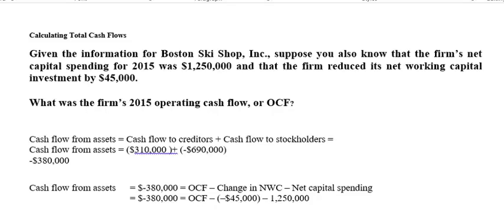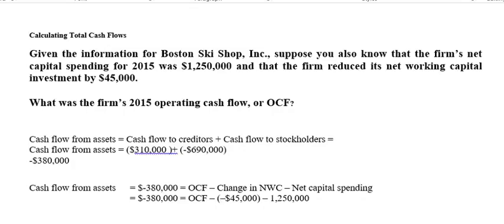Now, the third part of this problem is looking at the total cash flows. So given the information for the Boston Ski Shop, suppose you know that the firm's net capital spending for 2015, the net spending, was $1.25 million. And then the firm reduced its net working capital budget by $45,000. What was the firm's operating cash flow? So we're going to do some subtraction, and here's what we're going to do.